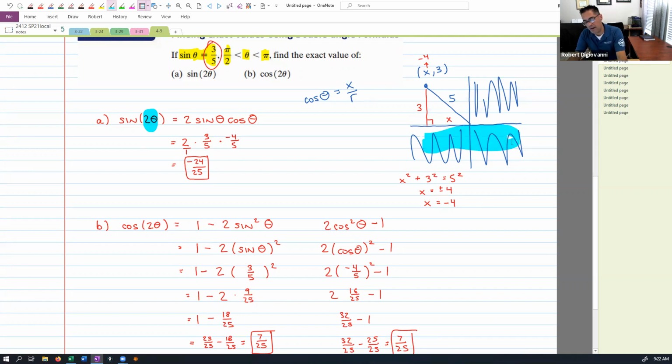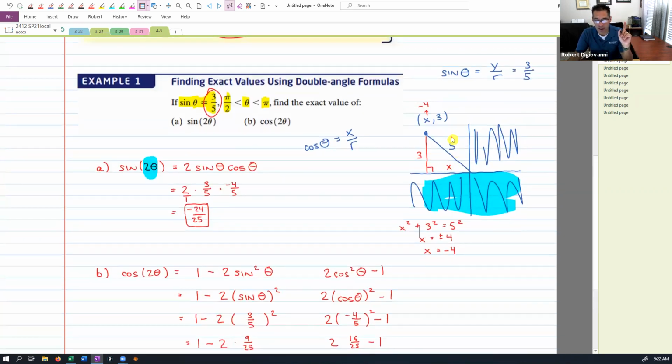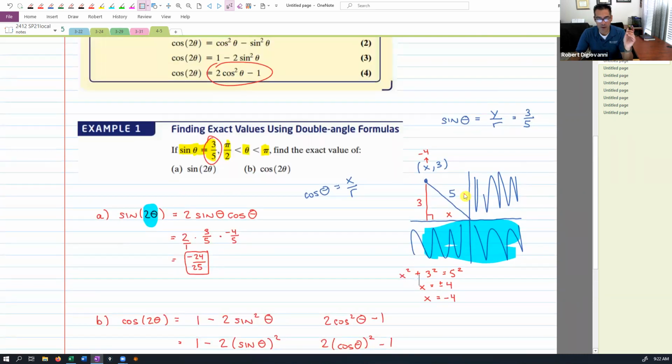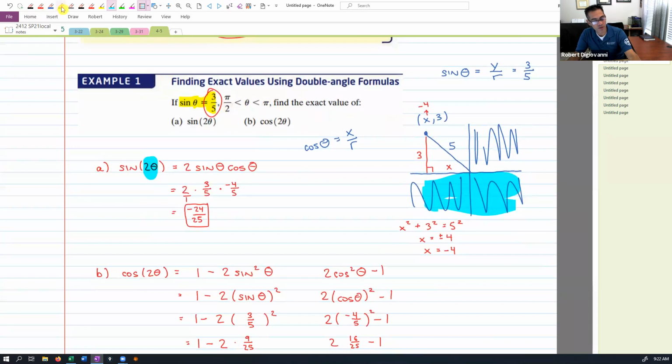So we're in here, somewhere. Double the angle. Okay, not the original angle, which is in the second quadrant. But if we double the angle, our answer is negative, which means we're in one of these two quadrants. And that makes sense, I hope, because think about the original restrictions on theta.